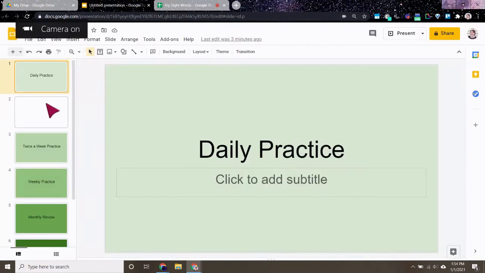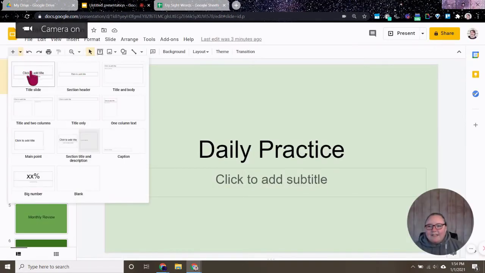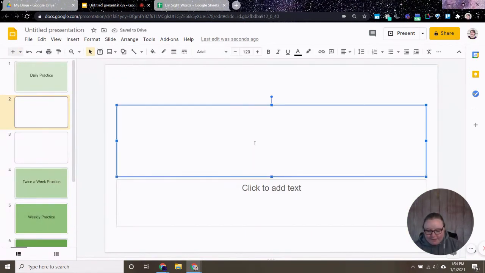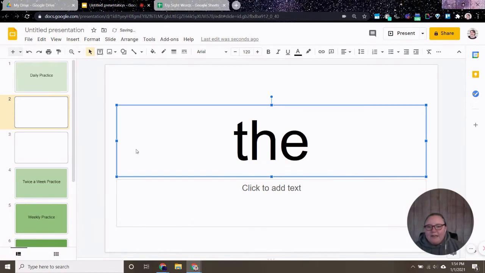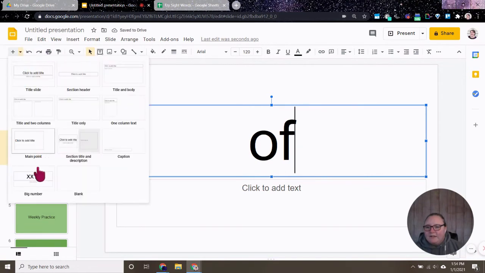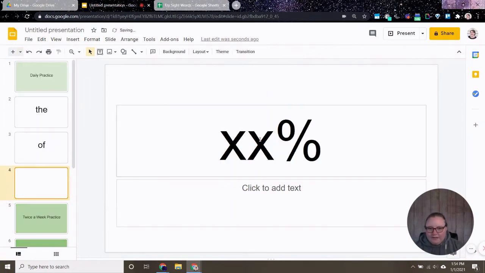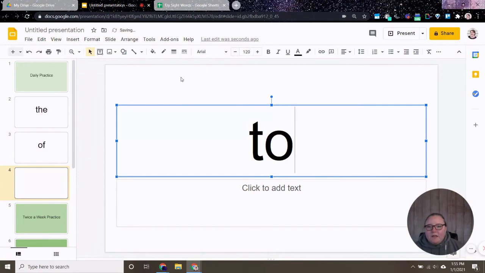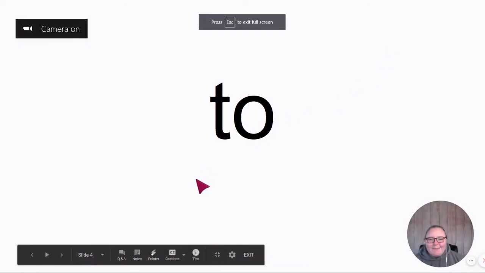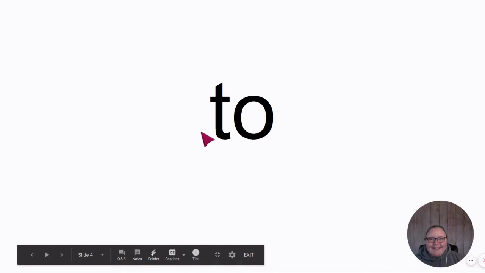and to. I like to use this slide, the big number slide, for typing sight words because it just gives you a really big font to work with. So I have another one here, of, and one more, to. So in presenting these words to the student, I might use the annotate tools in Zoom.